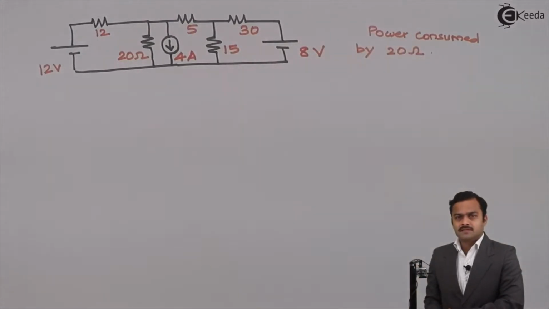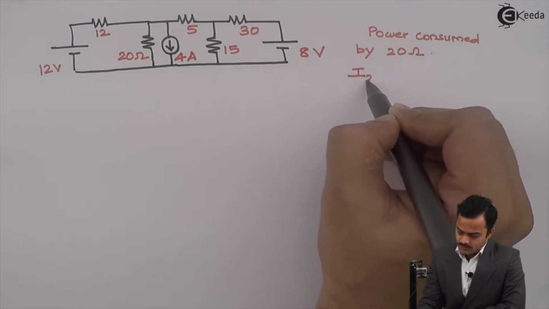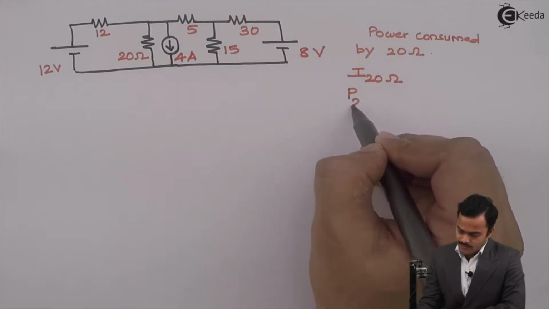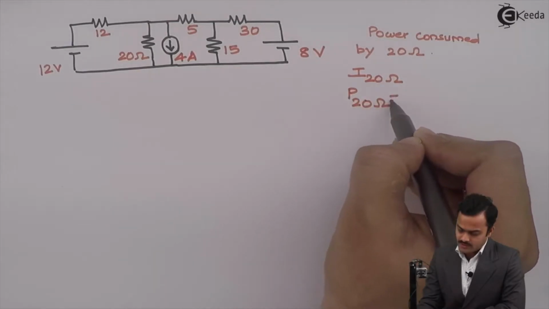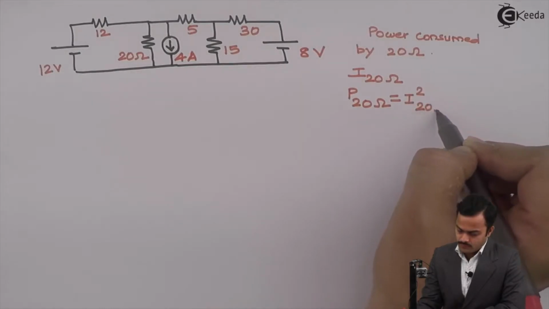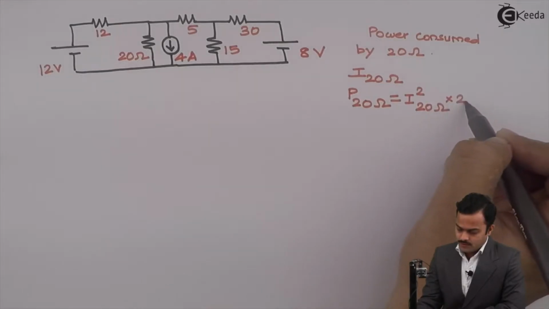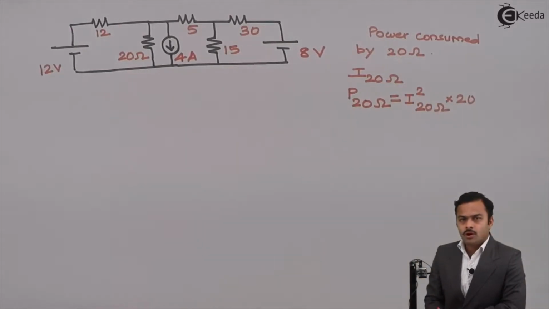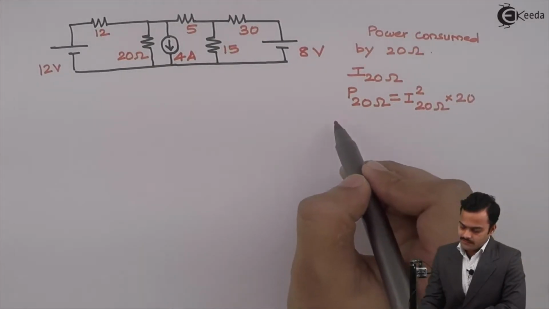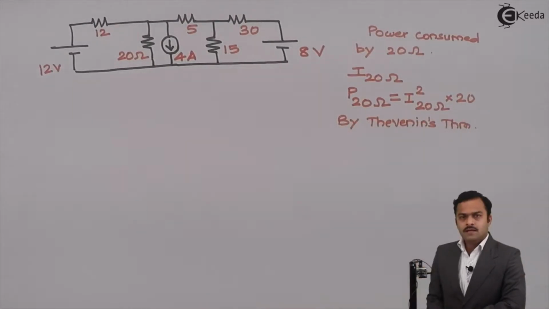20 ohm resistance. So in order to get a power, I should know what is the current taken by this, and I will use a relationship: power consumed by 20 ohm resistance will be equal to current flowing through 20 ohm resistance, its square, multiplied by 20. So objective is to get current flowing through the 20 ohm resistance by Thevenin's theorem. Let's follow the procedure.